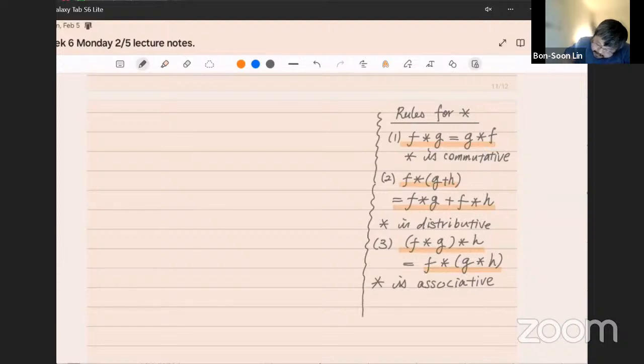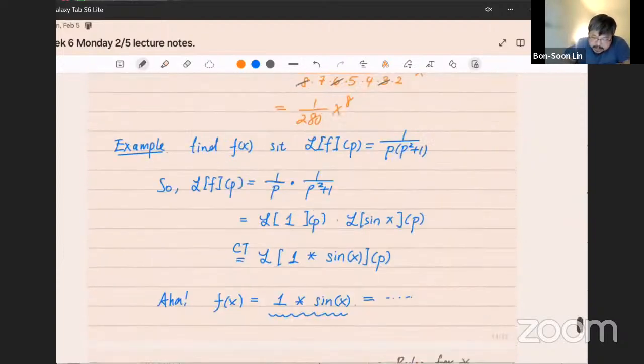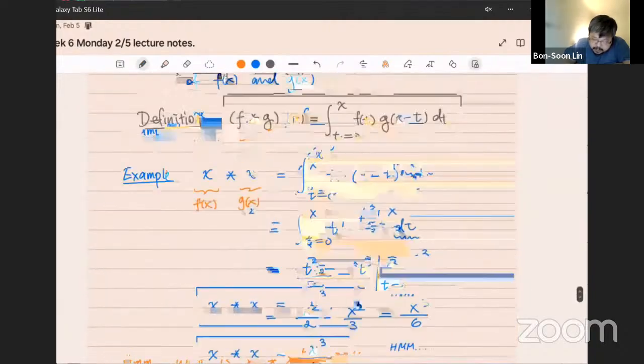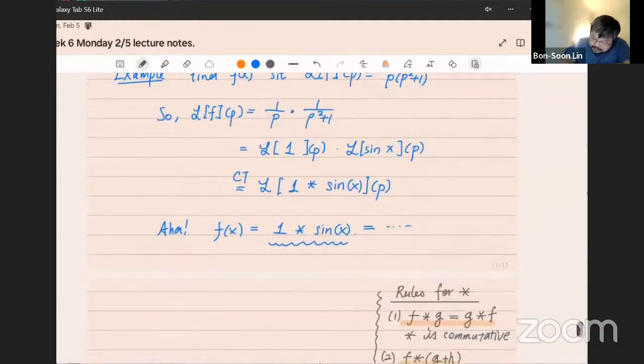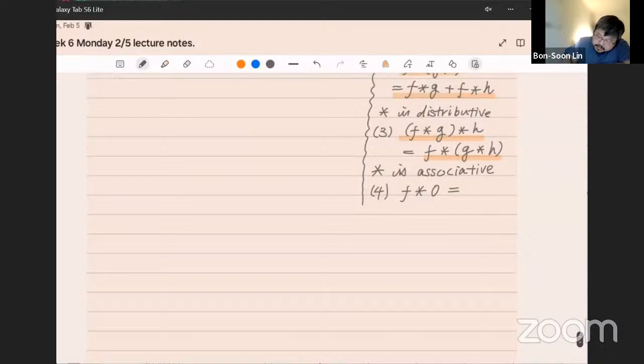Okay. And for the last one, any function convolving with 0. Would you like to guess what we get? If we convolve with 0, let's go back to the definition of convolution. If either f or g is 0, what should the integral be? It would be 0, exactly. So f star 0 is just 0. There's no name for this. It dies to 0. This is kind of nice.